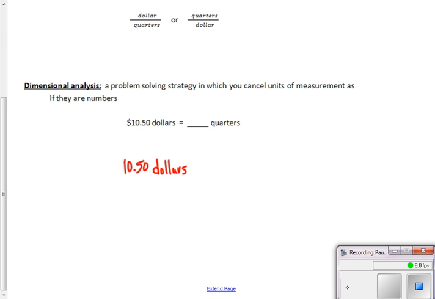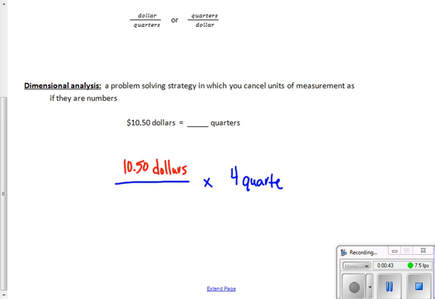So working with dimensional analysis, basically to cross off the units, we're going to start off with the original $10.50. Basically, by making this a fraction, we know that we need to multiply by the number of quarters, which would be 4 quarters to $1. Your dollar measurements would cancel out, and then you'd multiply 450 times 4, and you'd see that quarters would be your answer. So you would have 42 quarters in $10.50.